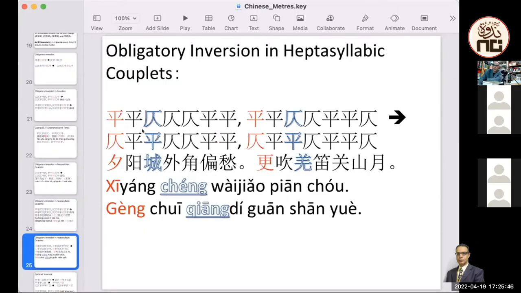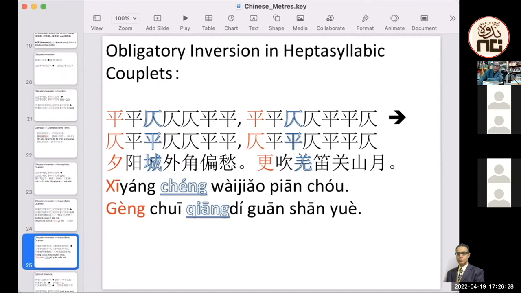Another example here: the first ping changed into tsu, and so the third tsu changed into ping. As you can see, the ping and tsu here had to be changed. When he changed the ping into tsu, he had to change the other ping into tsu also. And the third tsu also had to be changed into ping, to keep this antithesis and the parallel I have just explained.